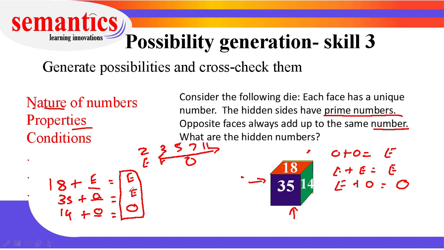As I told you, they say that they always add up to the same number. Now this number has to be either odd or even. But here I'm getting even, even, odd. So that means this assumption is wrong. Now I have to try the next possibility. Let me put 18 plus odd, 35 plus even, 14 plus odd.